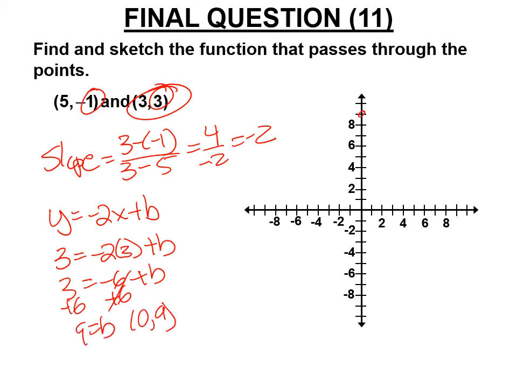So the y-intercept is 0, 9. The slope is negative 2, down 2 and over 1. Down 2 and over 1. And make sure you graph your line.